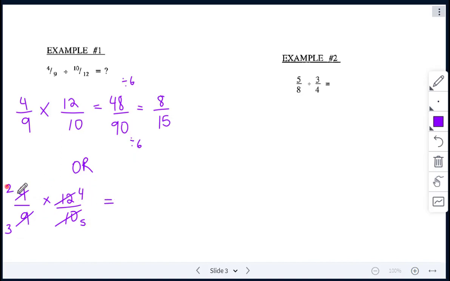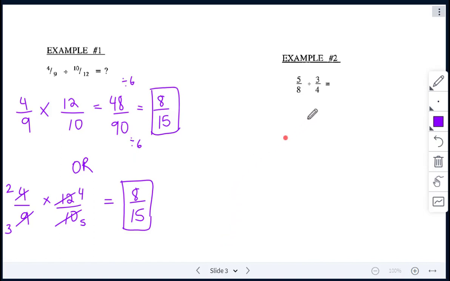So we would just multiply the 2 times 4, which is 8. 3 times 5, which gives me 15. Either way, we get the same answer of 8 over 15. Okay, let's try our next one.